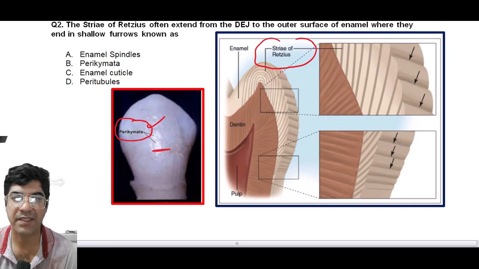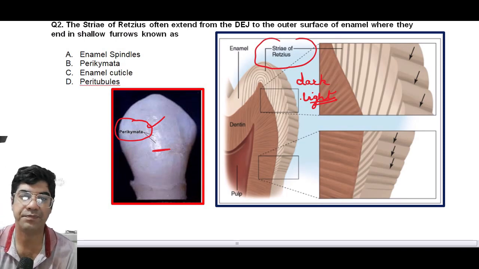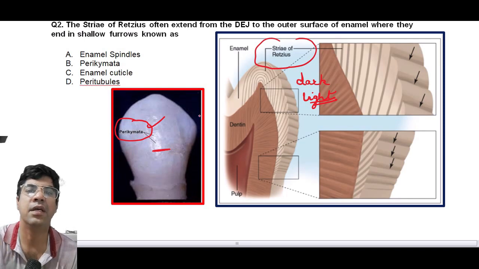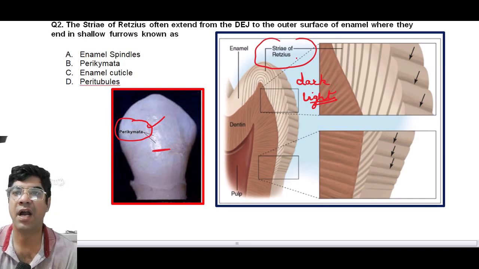So the striae of Retzius are a pattern of alternating dark and light bands that can be seen in tooth enamel under the microscope. These lines provide insight into the growth and development of the tooth. Now, how these striae of Retzius are developed, let us discuss that.